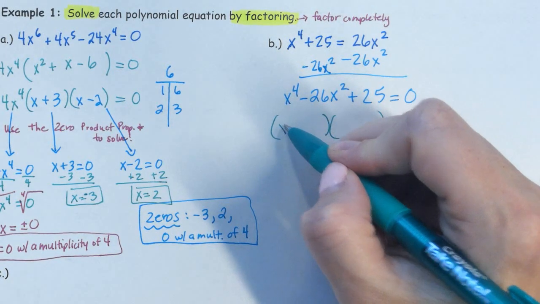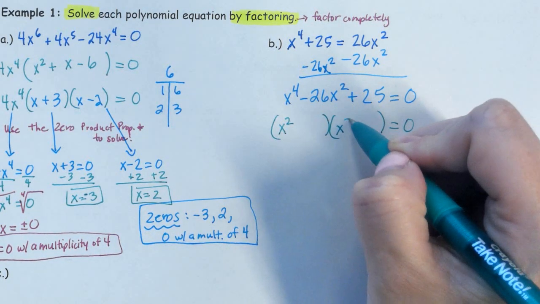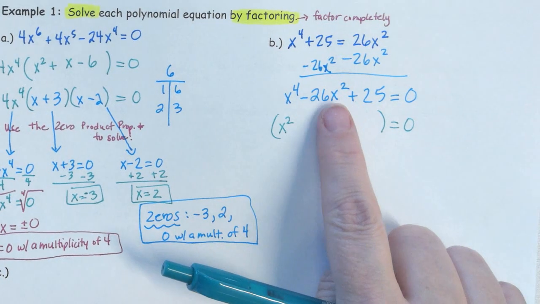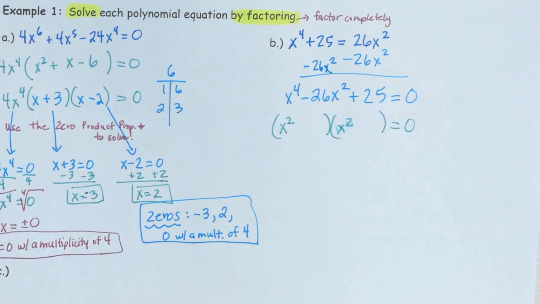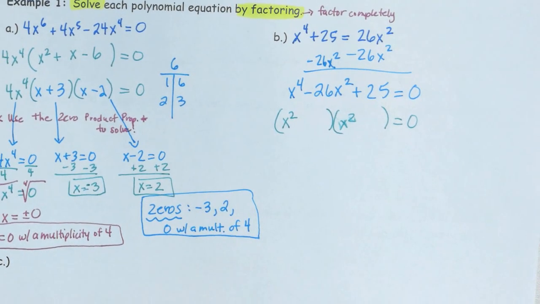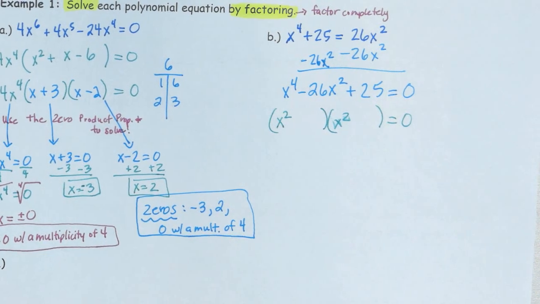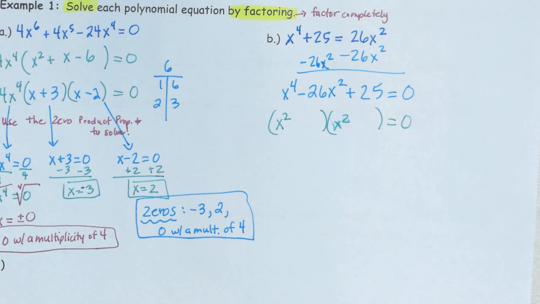Yeah, x squared and x squared. Plus, a big hint is that, see how the middle is x squared? So you're going to want to split it up like that. And then the last two, Cooper, what do the last two have to multiply to?